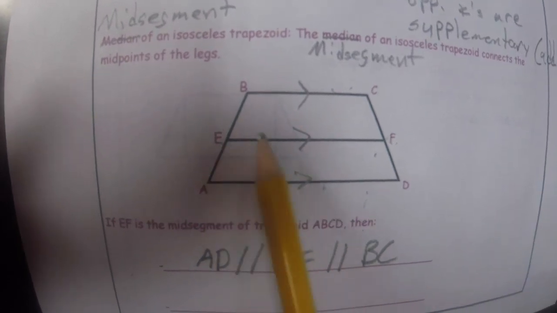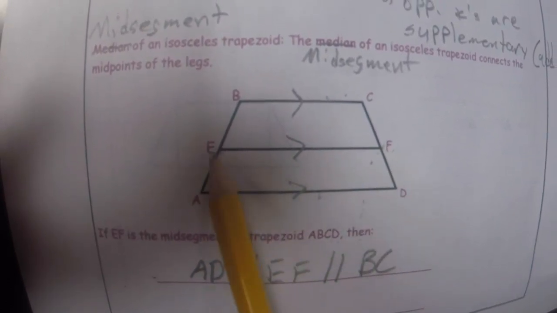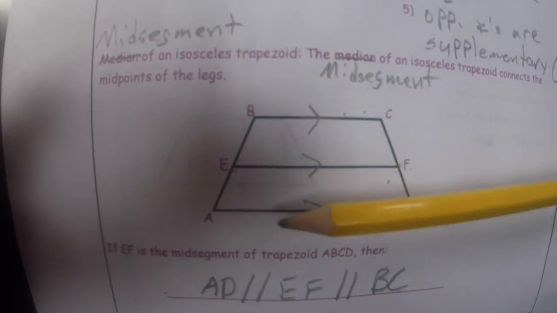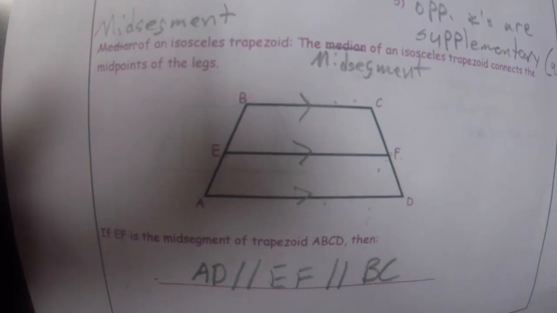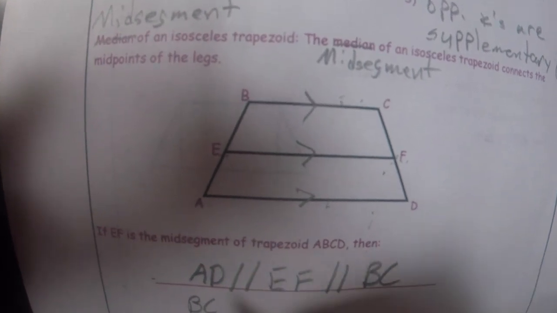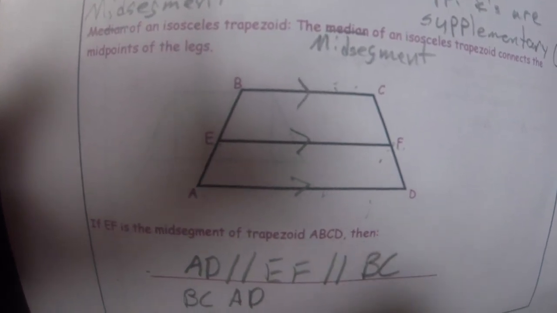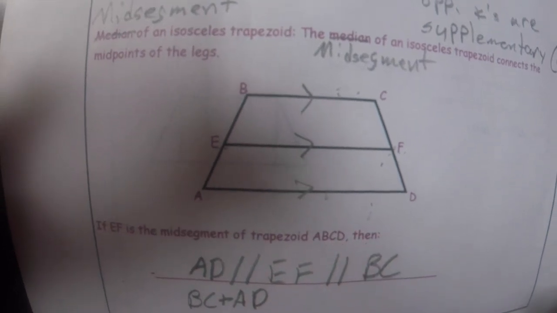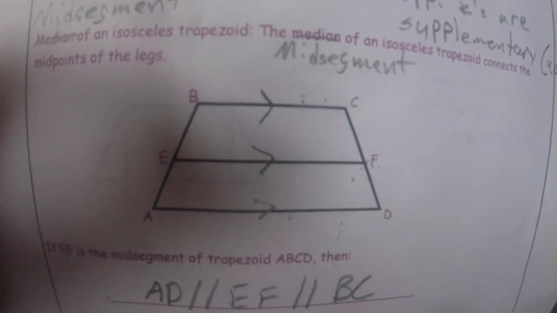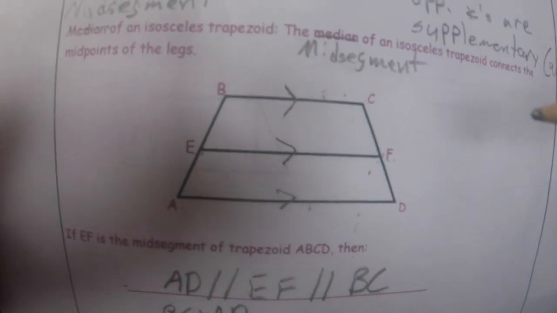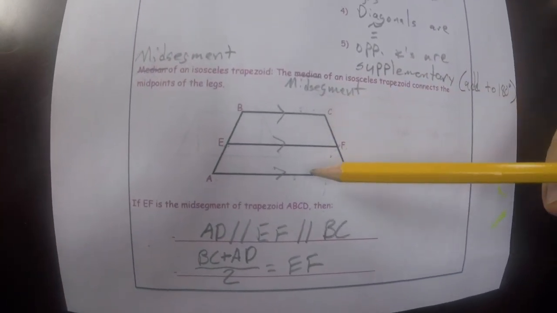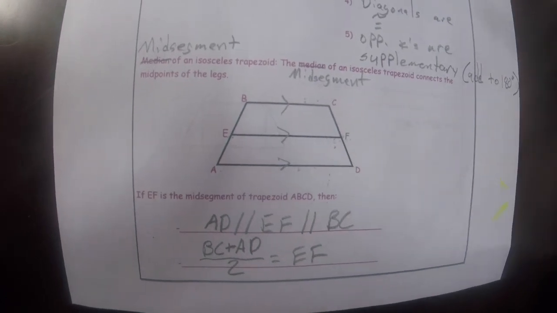And last but not least, if this is the midsegment of the trapezoid, if I wanted to figure out how long EF was, it's pretty easy. Since this is halfway in between BC and AD, if I take the two sides, BC and AD, and I add them together, if I divide that sum by 2, I get the length of the midsegment. So it's basically just like finding the average between the two sides. BC plus AD, divided by 2, equals EF.